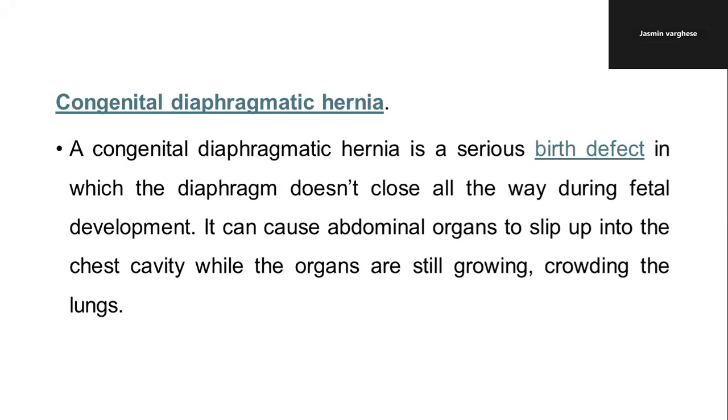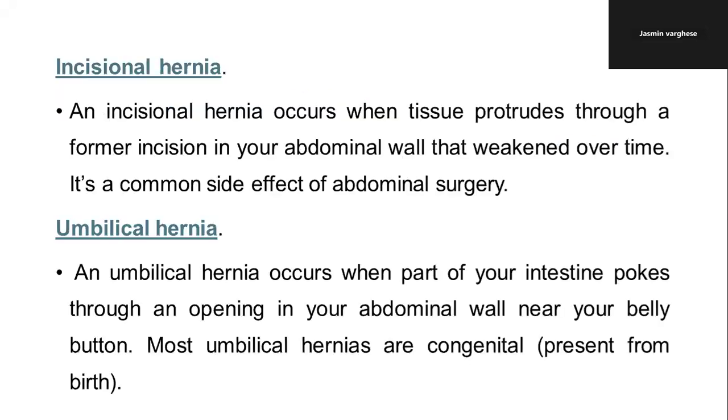Next one is congenital diaphragmatic hernia. It is a serious birth defect in which the diaphragm doesn't close all the way during fetal development, and it can cause abdominal organs to slip up into the chest cavity while the organs are still growing, crowding the lungs. Then incisional hernia. From the word, you will get the meaning from the incision. An incisional hernia occurs when tissue protrudes through a former incision in your abdominal wall that weakens over time. It's a common side effect of abdominal surgery.